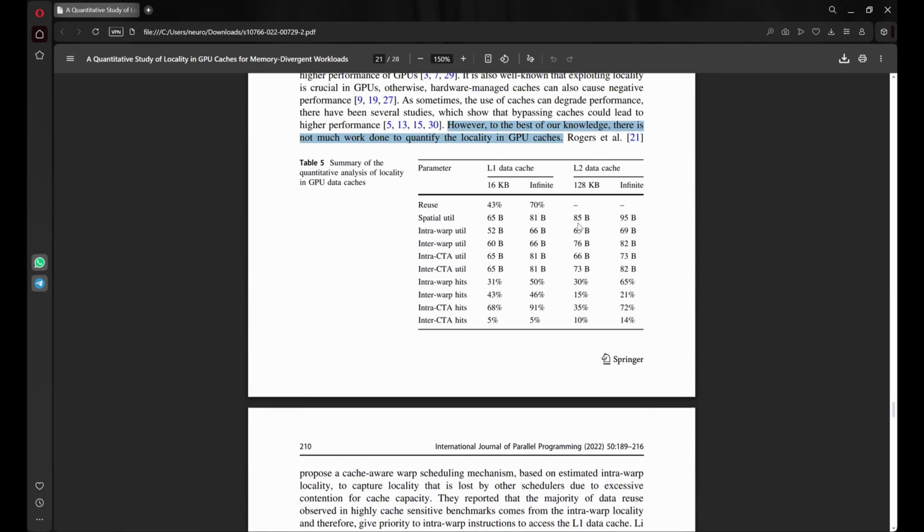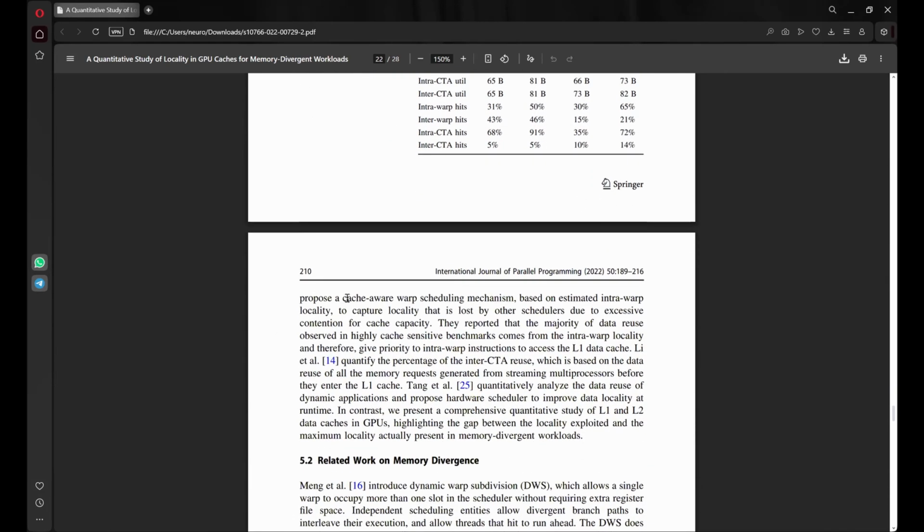Rogers et al. proposes a cache aware warp scheduling mechanism based on estimated intra-warp locality to capture locality that is lost by other schedulers due to excessive contention for cache capacity. They reported that the majority of data reuse observed in highly cache sensitive benchmarks comes from intra-warp locality, and therefore give priority to intra-warp instructions to access the L1 data cache.